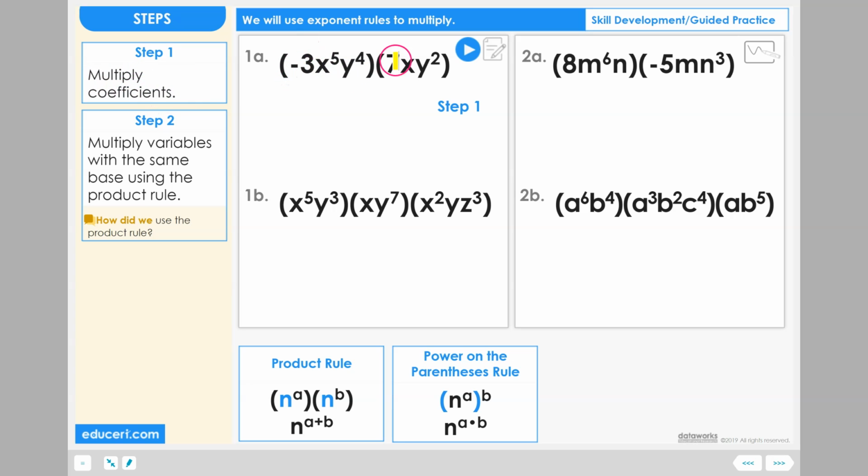Here we are just going to handle the number part of our multiplication. Negative 3 times positive 7 equals negative 21.